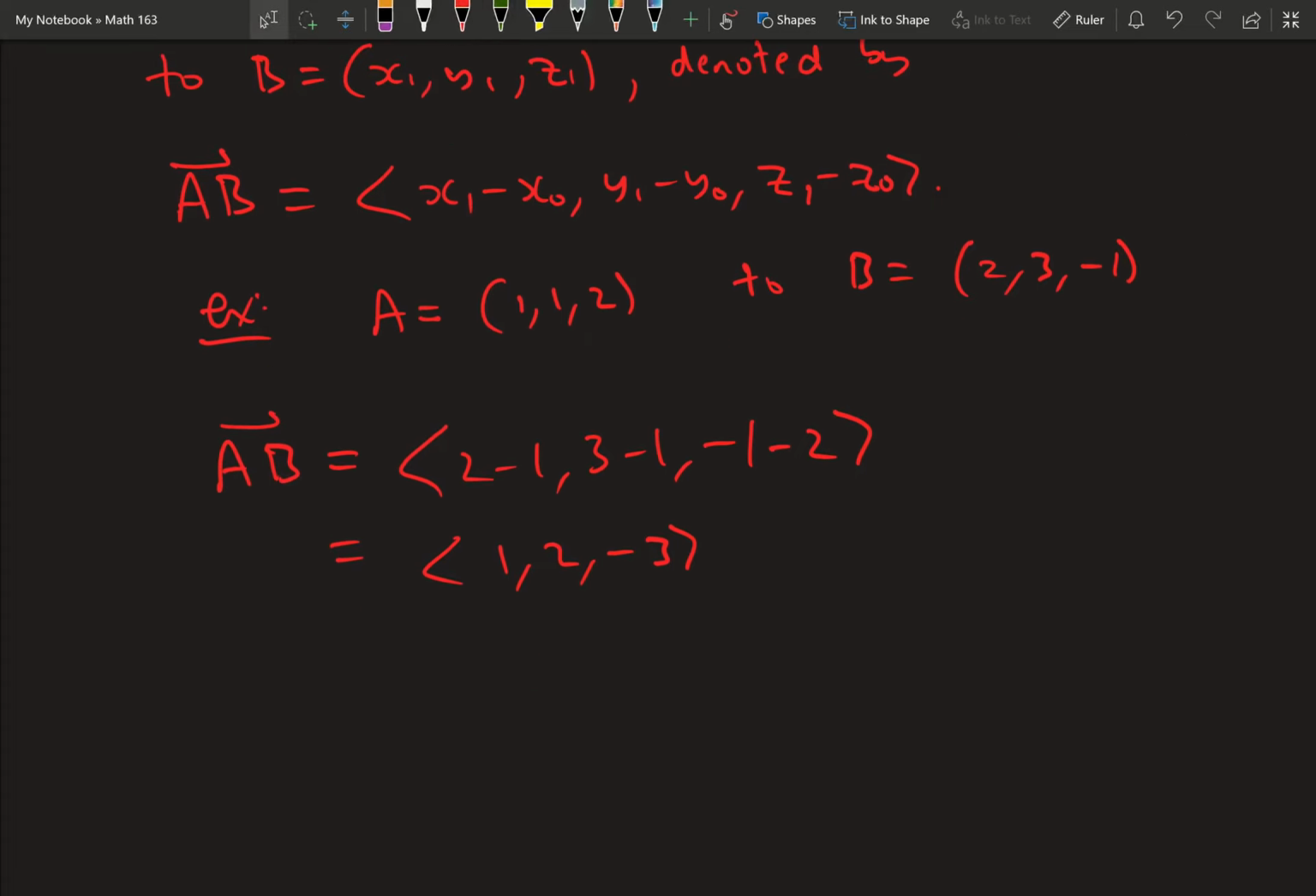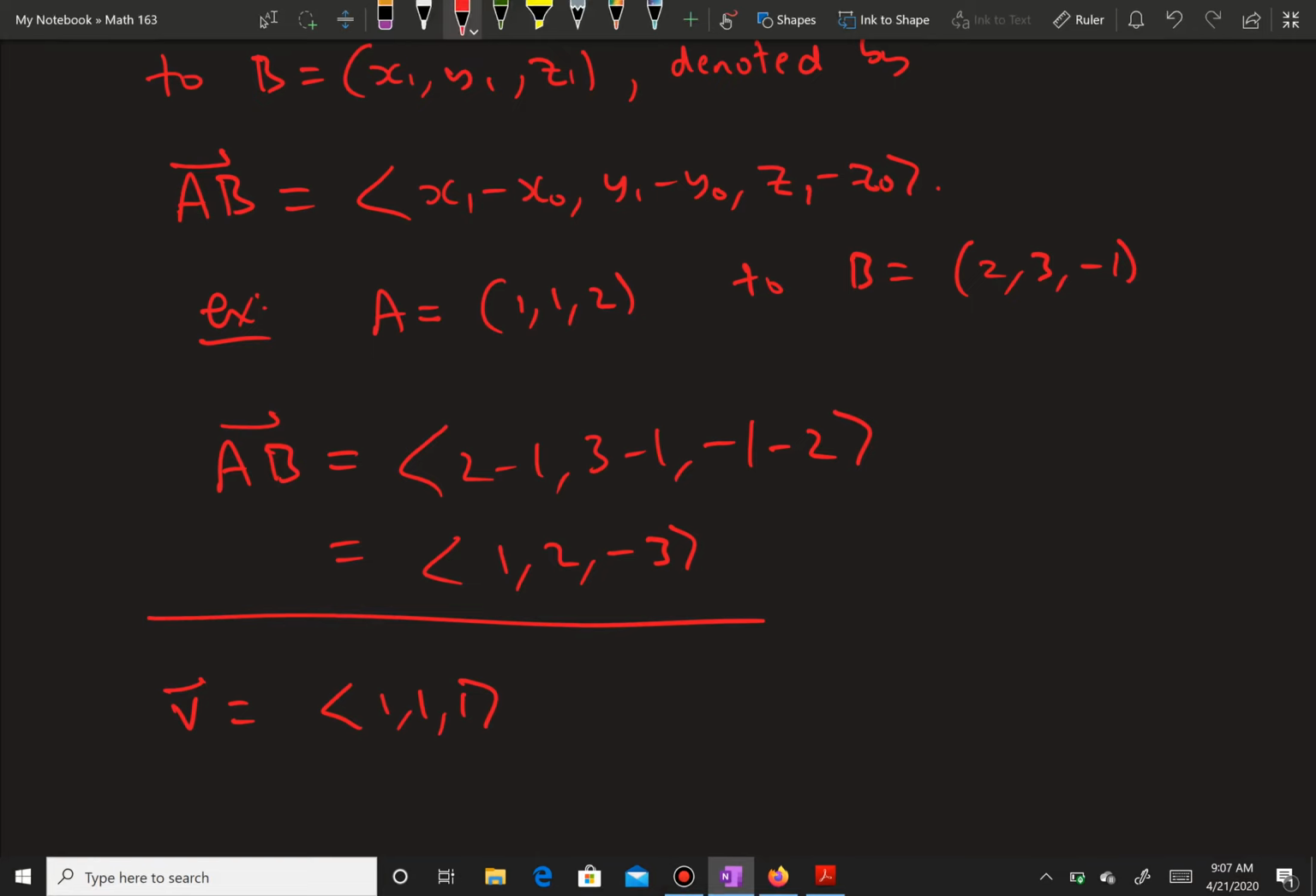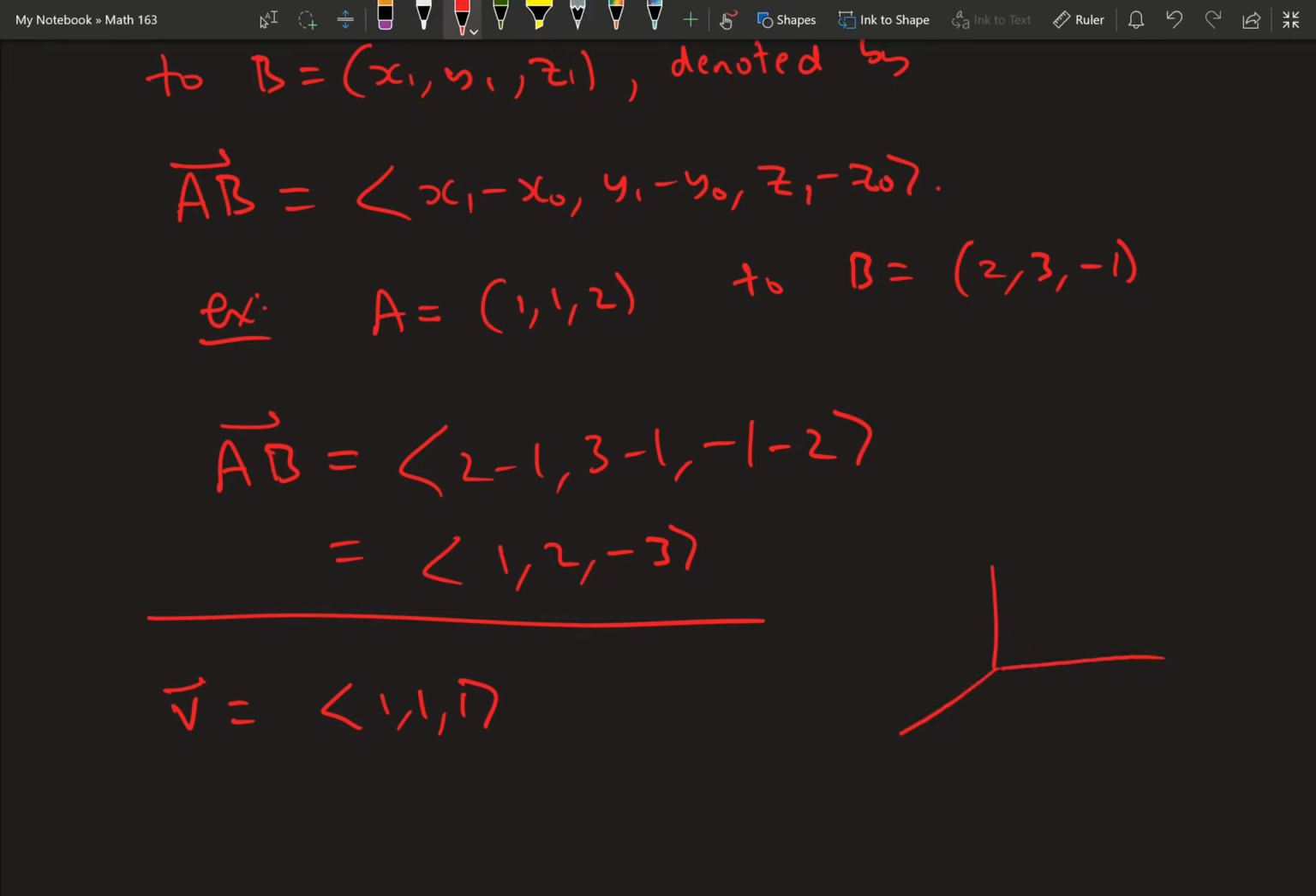All of these vectors can be multiplied by scalars. So for example, if V was the vector (1, 1, 1), let's just draw a couple of vectors in 3 dimensions, at least try. So here's 1, here's 1, here's 1. By default, I'm thinking of vectors starting at the origin and then going up to this point. So this would be V.